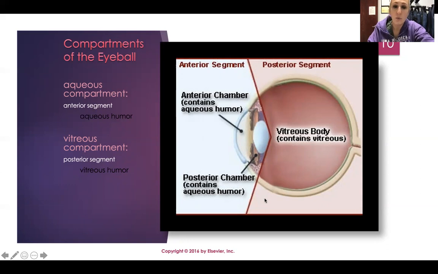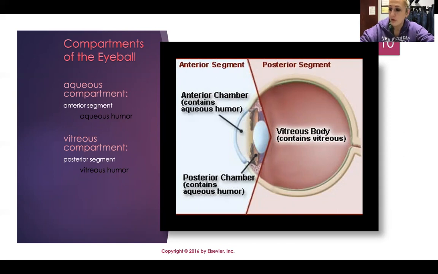If you're jotting down words and definitions, the term humor doesn't mean like ha ha ha, although it is still funny to say, but humor means fluid. So the vitreous body, meaning compartment or area, has vitreous humor, or vitreous fluid, in it. The anterior segment holds the anterior chamber, and that chamber contains aqueous humor.